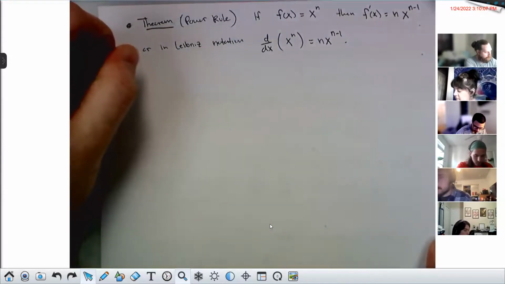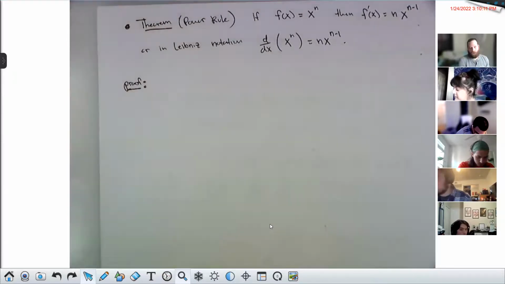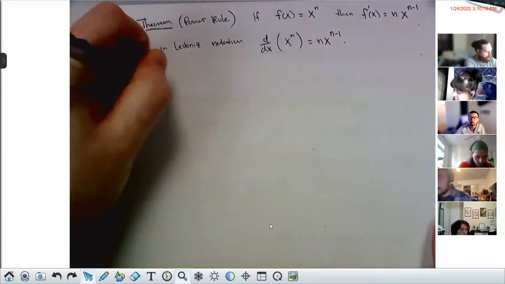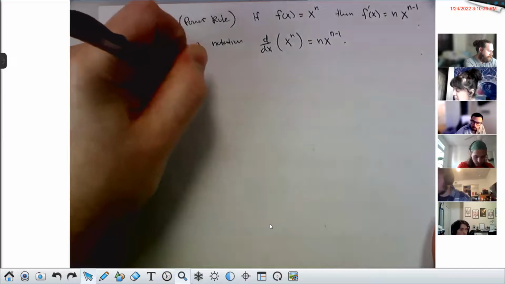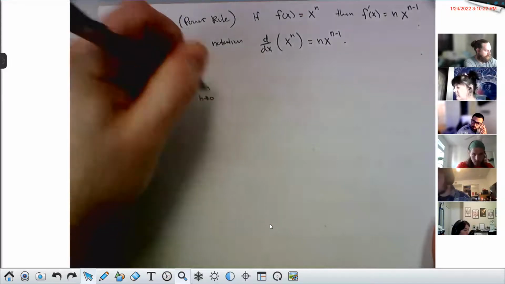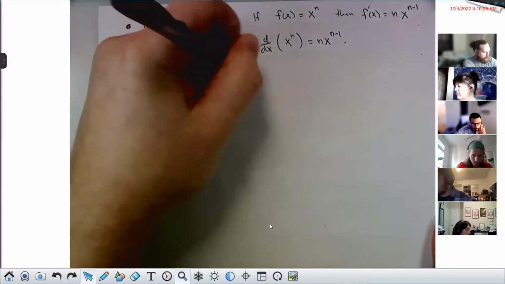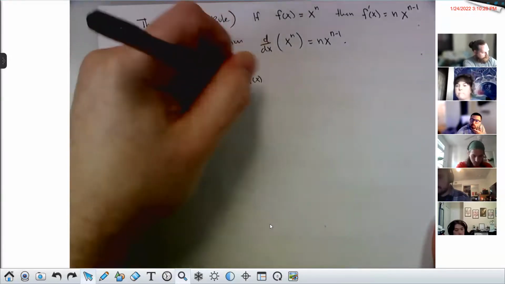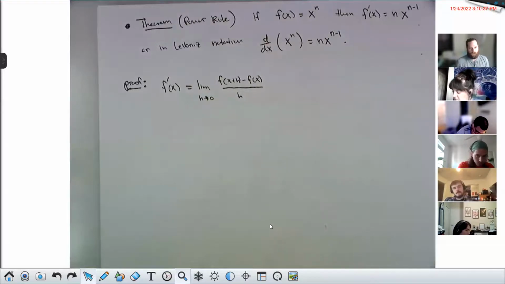A quick proof. This is probably the most important theorem we're going to do all semester, so I do need to prove it for you quickly. I promise it won't be big. I will just give it as simply as I can. f prime of x is the limit as h goes to 0 of f of x plus h minus f of x all over h.